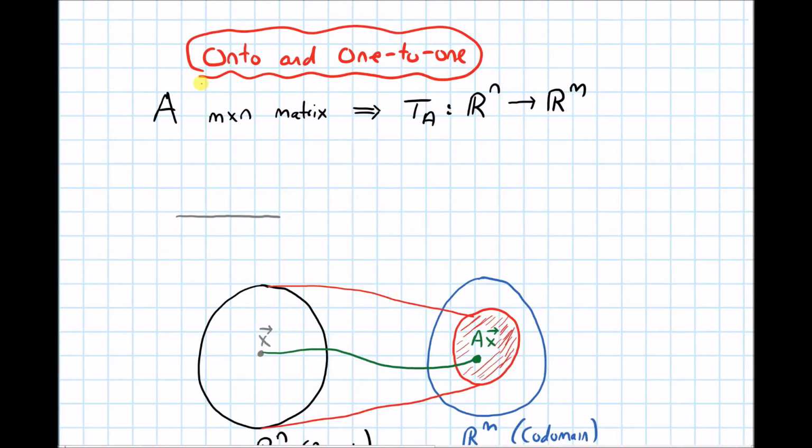In this video, we're going to talk about what it means for a linear transformation to be onto and what it means for it to be one-to-one, and how these terms are related to matrices. Okay, so I'm going to begin with some context.